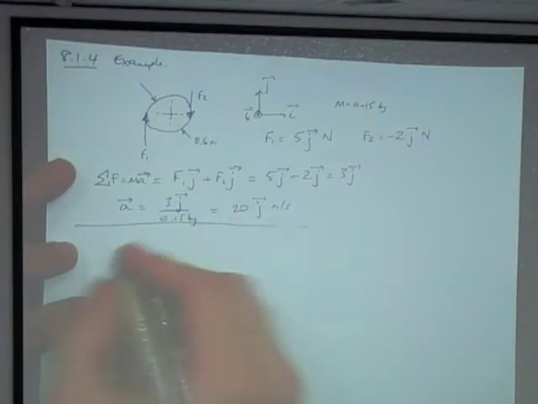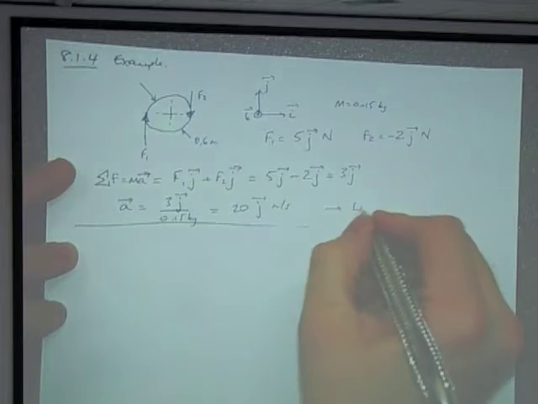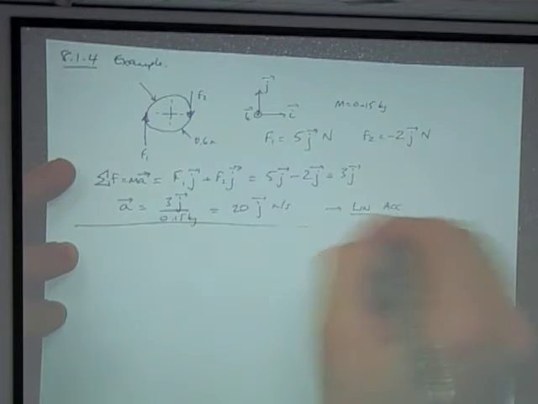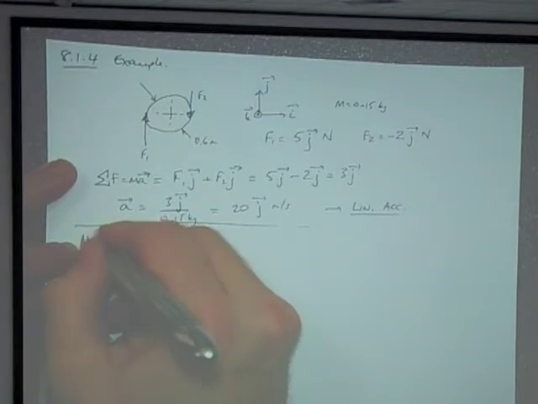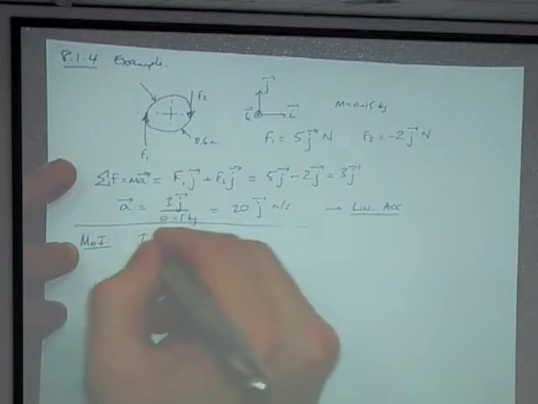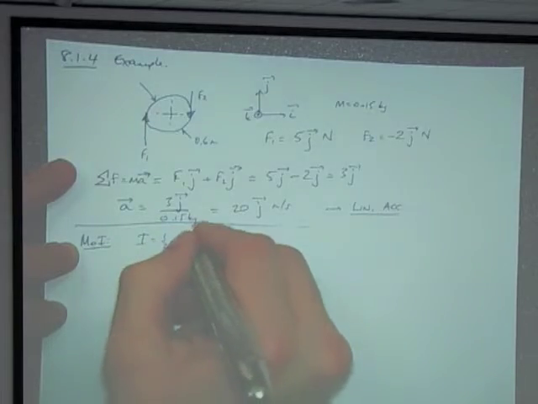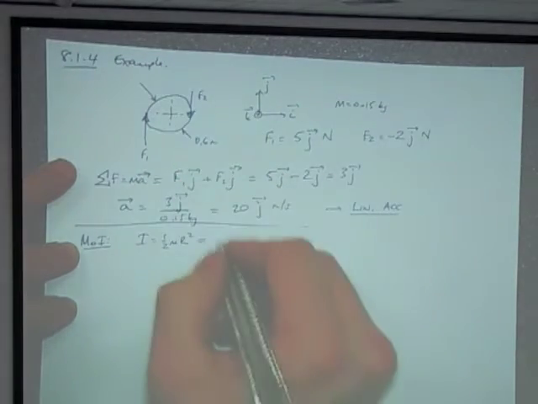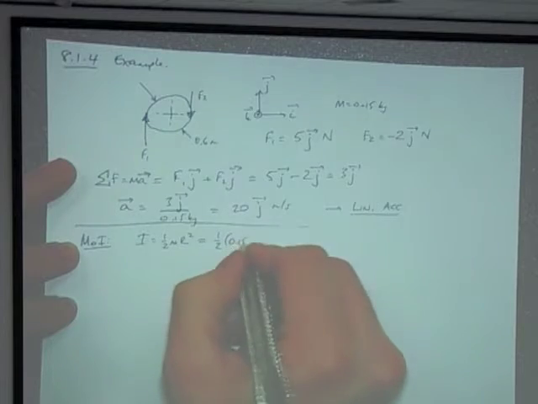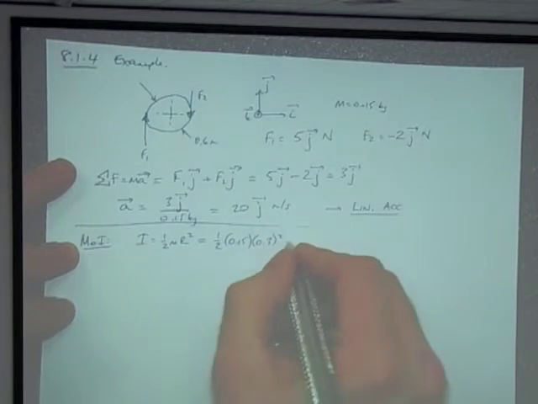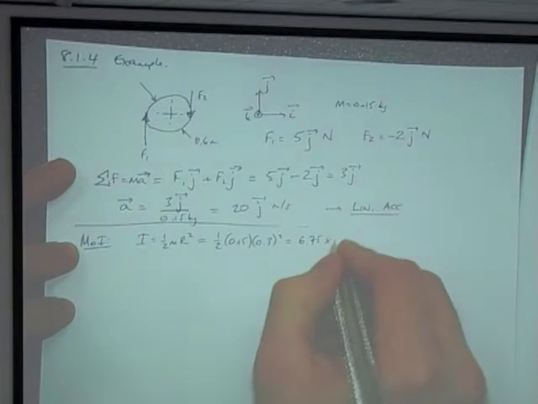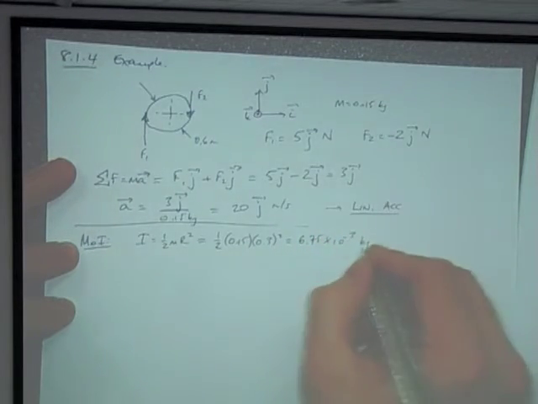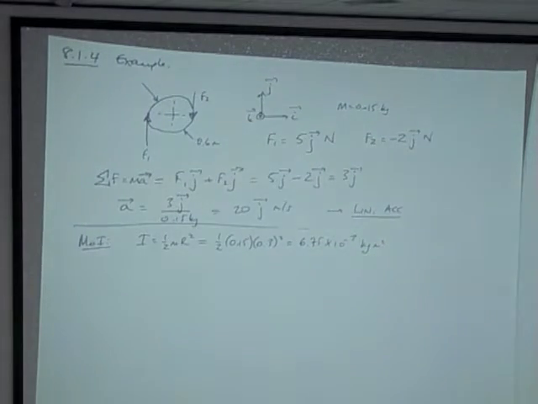Now, what about angular? That's the linear acceleration. For the angular acceleration, we first need to work out the moment of inertia. The moment of inertia I equals 1/2 times the mass times the radius squared. The radius is 0.3, so we've got 1/2 times 0.15 times 0.3 squared. That comes out to be 6.75 times 10 to the minus 3 kilograms meter squared. So there's our moment of inertia.